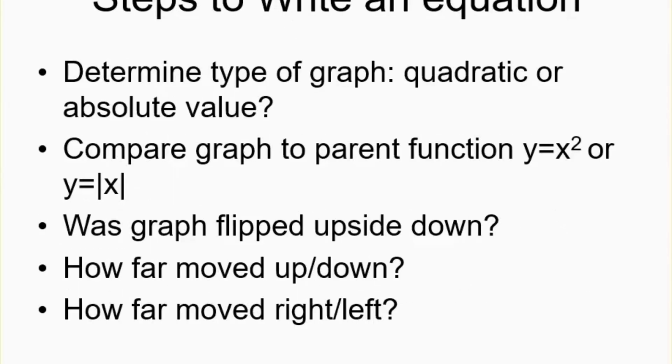So here are our steps when we have a graph and we want to write an equation. First, we have to figure out if we have a quadratic or an absolute value. Quadratic is a curve, more like a U. Absolute value is a V. Then we're going to compare that to our parent function, either y equals x squared or y equals the absolute value of x. We need to determine: was it flipped upside down? How far was it moved up or down? And how far was it moved right or left? Then we put those pieces in to write our equation.